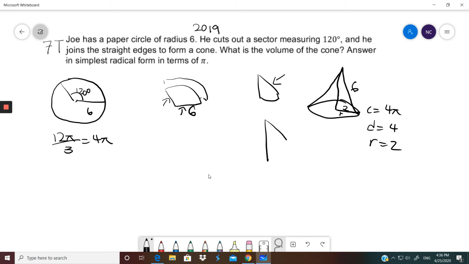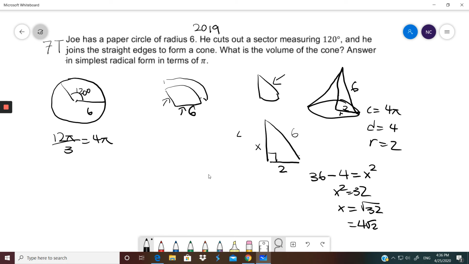So that radius is 2, and now we're just left with a simple Pythagorean problem to figure out the height. So we have 6 here, 2 here, 36 minus 4 is equal to, let's say this is x squared equals 32, x is equal to square root of 32, which is the same thing as 4 square root of 2. So we have everything we need to find the volume of the cone.